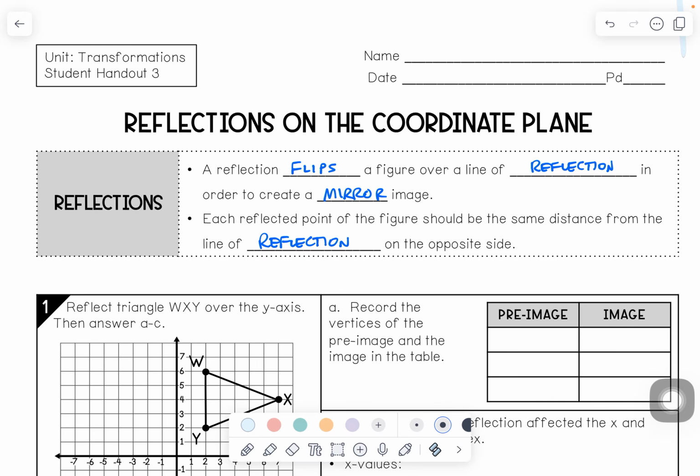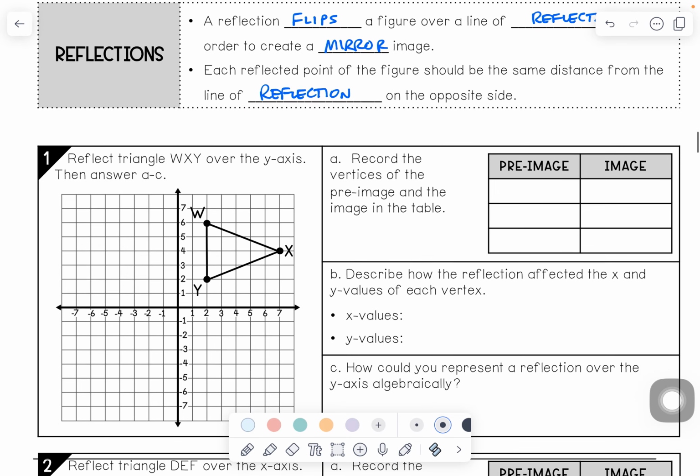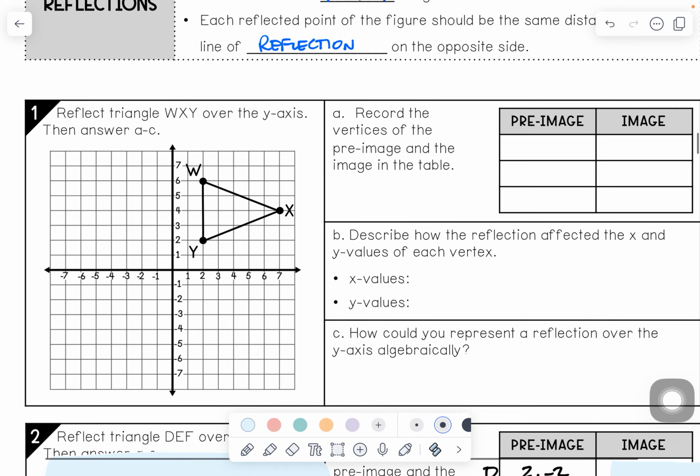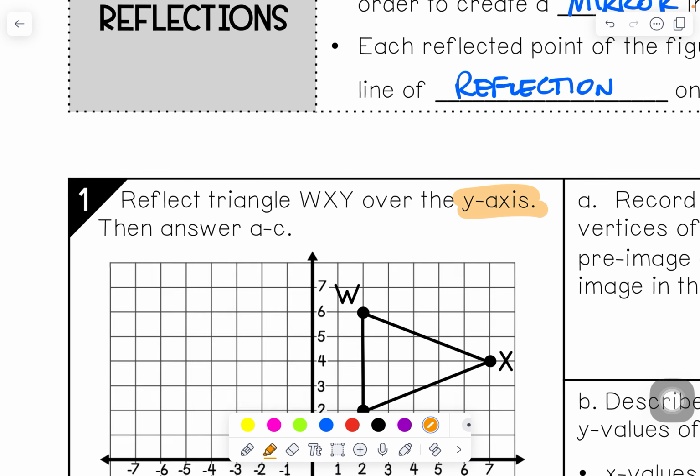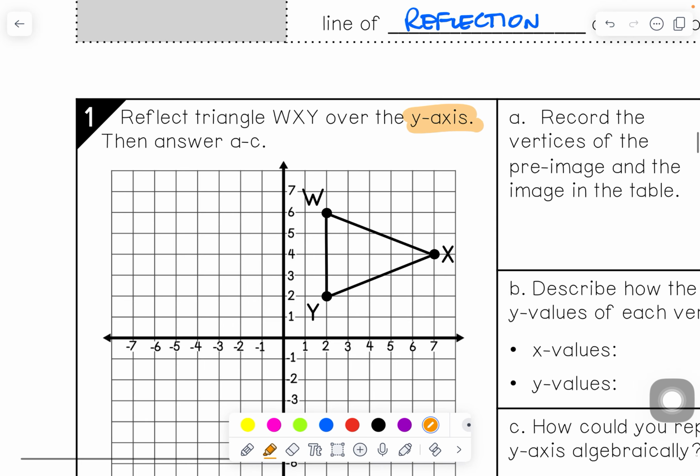The Y is 2 blocks away, so Y prime is going to be 2 blocks in the other direction. The X is 7 away from the mirror line, so X prime is going to be 7 away from the mirror line in the opposite direction. Connect my dots, and I have my image.